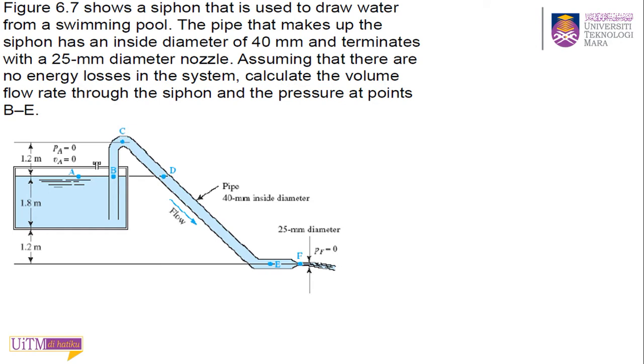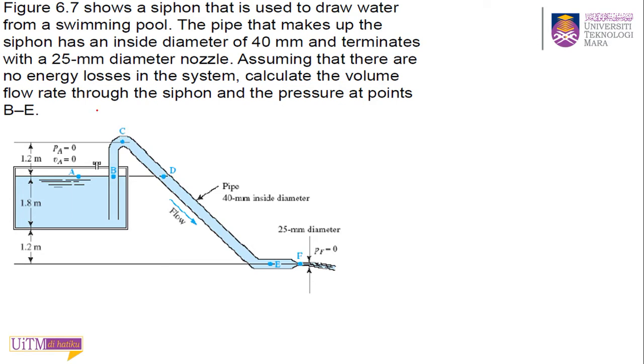I hope you still remember the Bernoulli's equation: P1 over rho g plus Z1 plus V1 squared over 2g equals P2 over rho g plus Z2 plus V2 squared over 2g. So that's your Bernoulli equation that you will use.